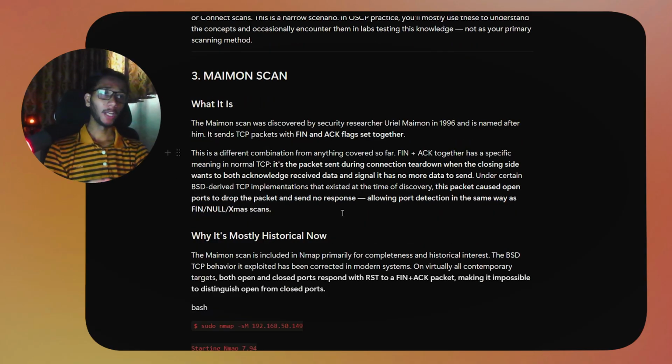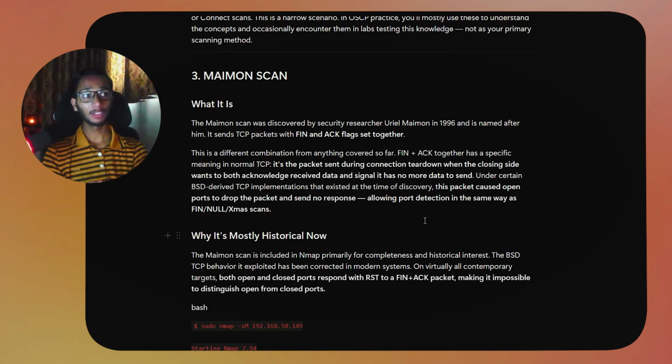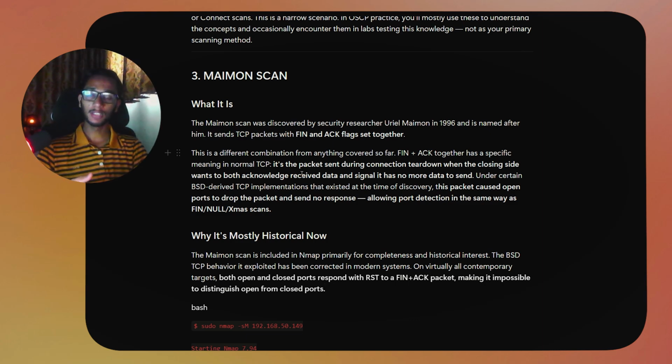Another scan type we have is the Maimon scan. These are nice to know, as I told you at the start of this video. What this does is send a TCP packet with the FIN and ACK flags enabled together. So it has a specific meaning. It's like saying, I'm done sending the data and I want to close the connection. And the receiving side will be like, yeah, I have also received all of the data you sent, and let's just close this connection. So this is what it means.